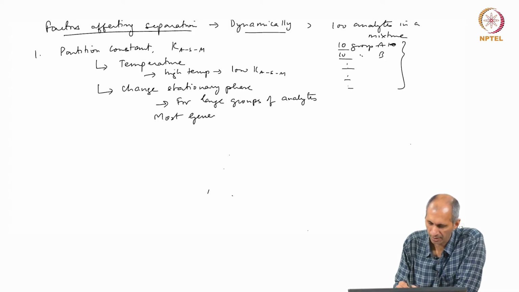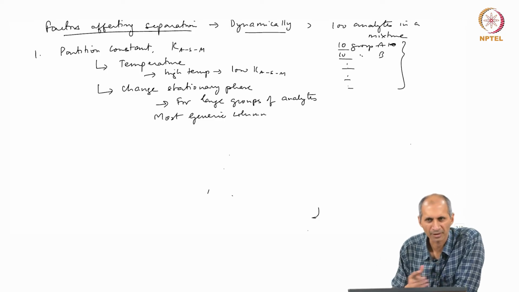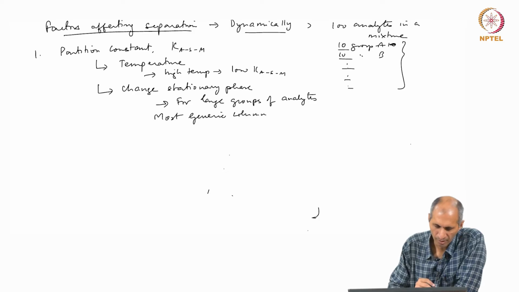And last class we talked a little bit about this. The most generic columns are the ones that would do a very wide range of separations. So, the third thing that you can do is change the mobile phase.